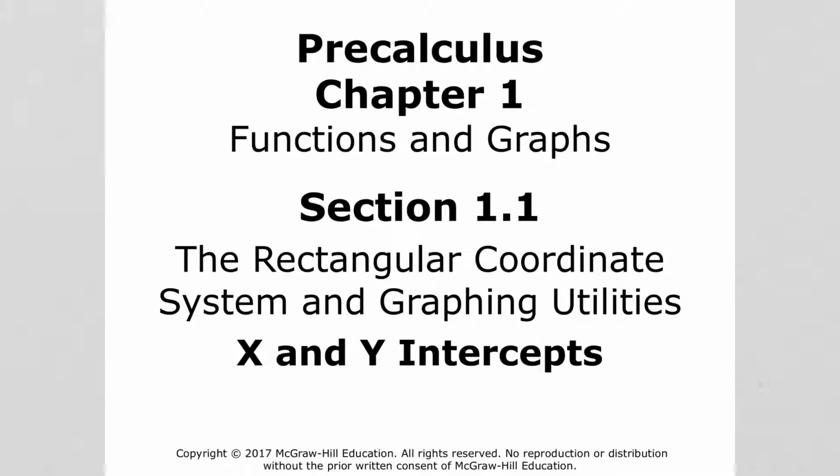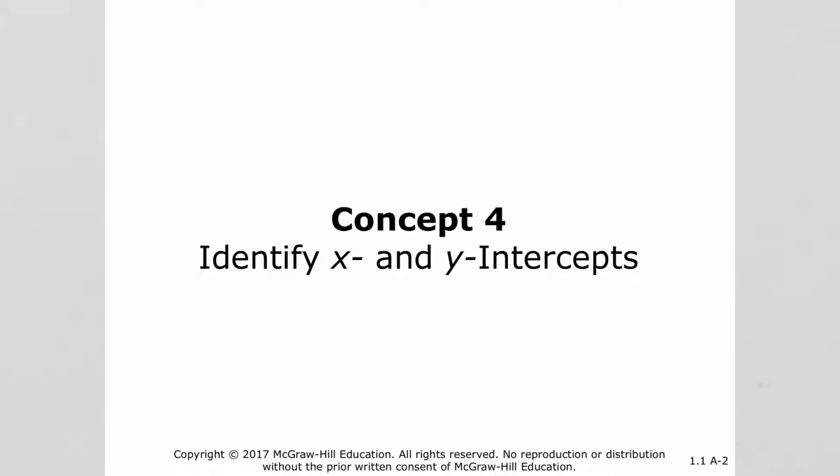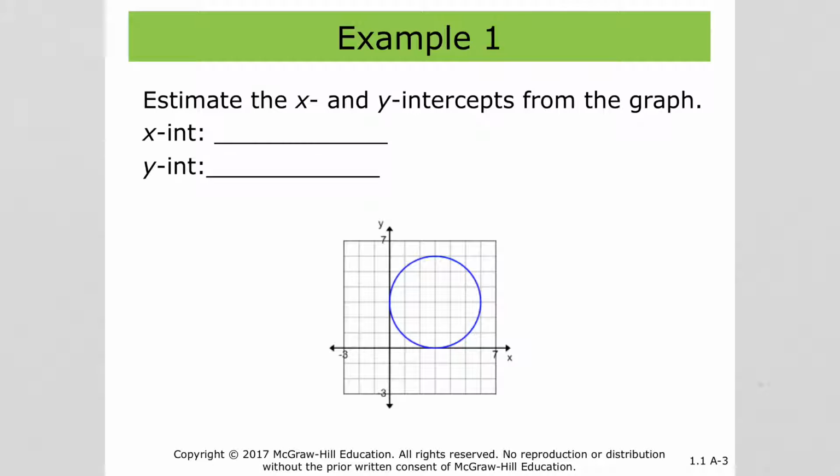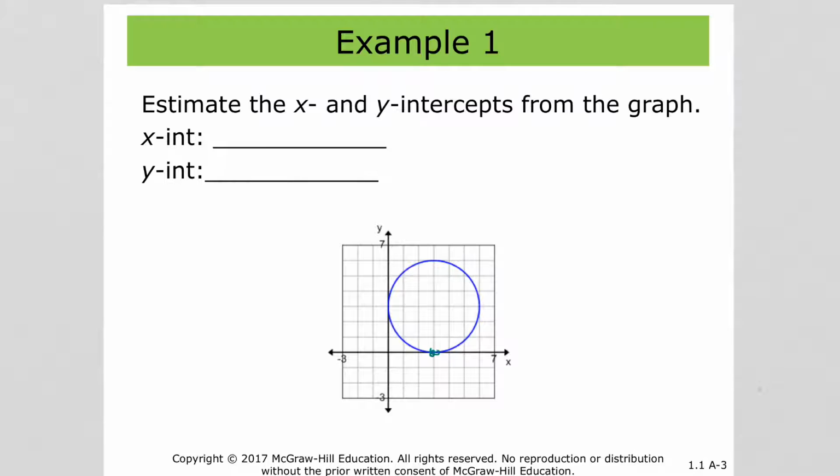Section 1.1 is nice and short. We're just looking at x and y intercepts. So for the first one here, we're supposed to estimate the x and y intercepts from the graph. So the x-intercept is where we cross the x-axis. And so that looks like it's at about 3. And we write that as (3, 0), because it's where x is 3 and where y is 0.